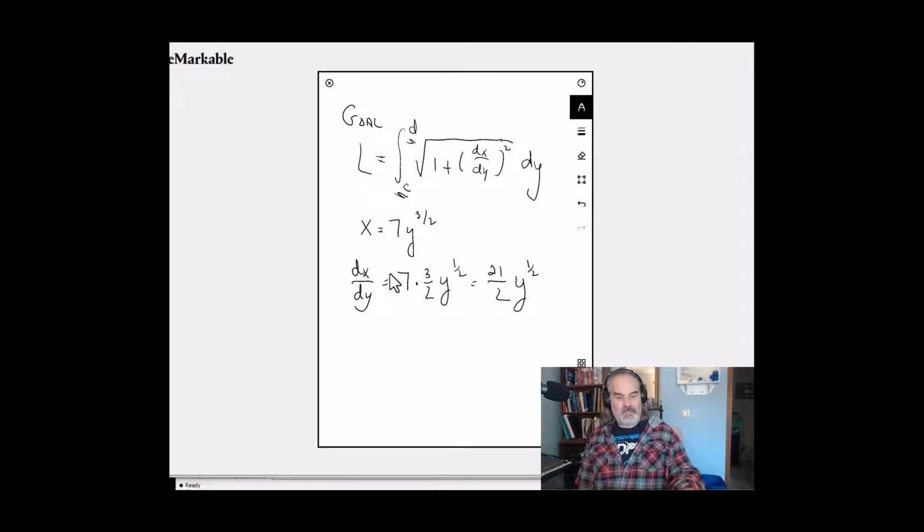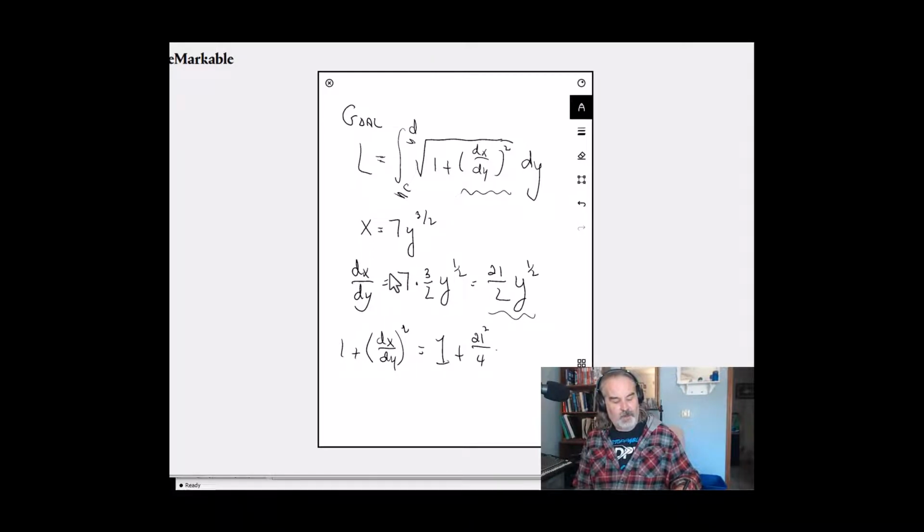Now we're going to square that. Now, hopefully you can see that squaring this is not bad. We're going to generate a large number, 21 squared, but the square of y to the 1 half is just going to be y, right? So not so bad. So I'm going to go ahead and build 1 plus dx dy squared all together. That's going to be 1 plus 21 squared over 4 times y.